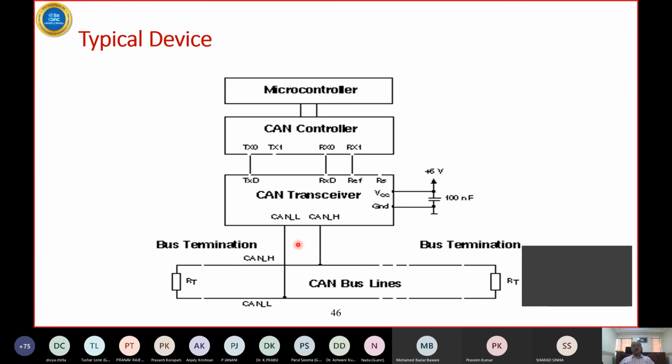Yesterday the question was asked, how many nodes can you put? My answer was 32. That is because this transceiver's output impedance is such that it is the sum total of 32 input impedances of similar transceivers which are connected on the bus.